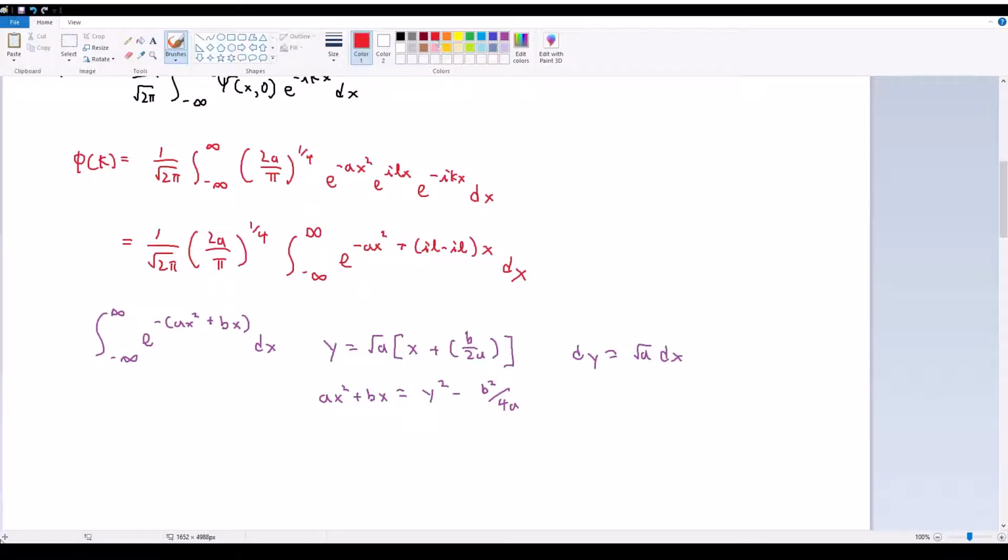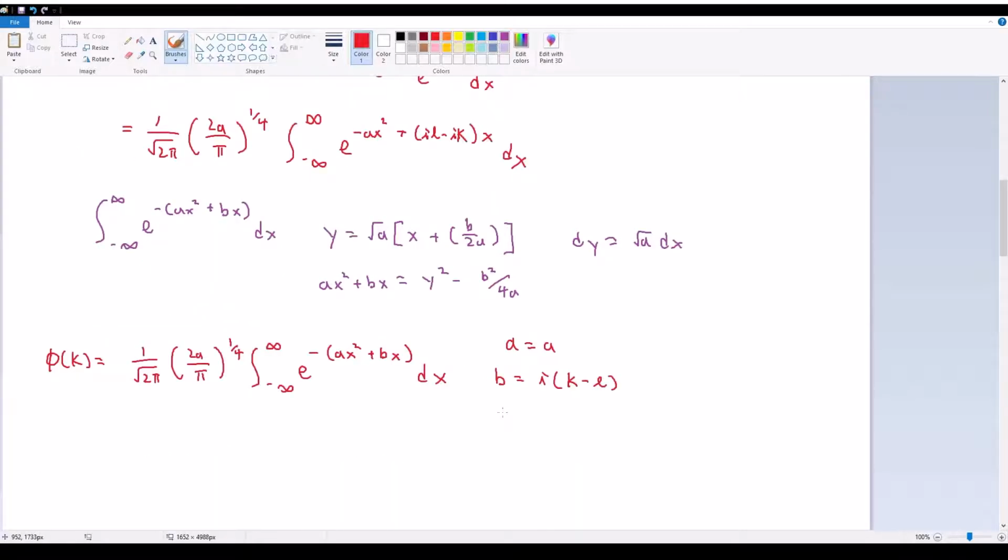So if we redefine our integral, phi of k, to equal 1 over the square root of 2 pi multiplied by 2a over pi to the power of 1/4. And then we have our integral from negative infinity to infinity. And let's try to match this form: e to the negative ax squared plus bx dx, where in this case, a is just going to equal a, and b is going to equal, let's see, i times... and you know what, I just realized I made a bit of an error up here. It's il minus ik. My apologies. So at this point, b is going to equal the negative of this. So b is going to be equal to i times k minus l instead.